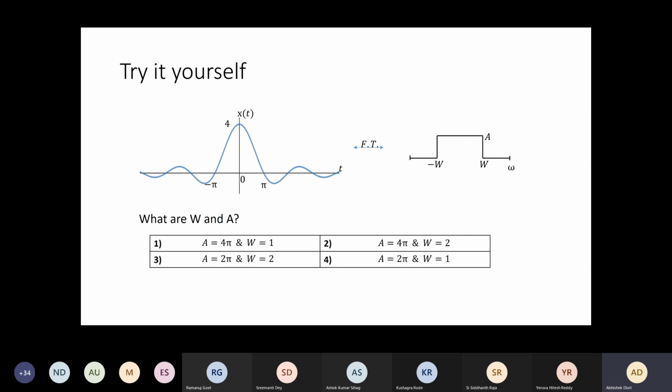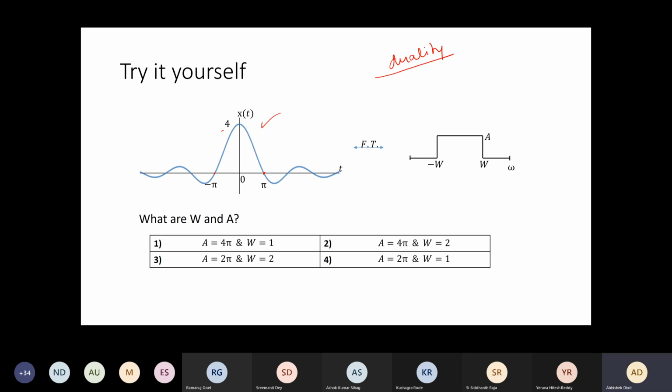Okay. Solve this. Let me see how many of you have observed this. So I have now a sinc function in the time domain, and the null points are at pi and minus pi, height is 4, and I have a rectangular function as Fourier transform. Let us believe that this is correct. I have not proven that the Fourier transform of a sinc function is a rectangular function, but this will be true in general. Let me give you a theorem which I will prove whenever the right time comes. This theorem is known as the duality theorem.